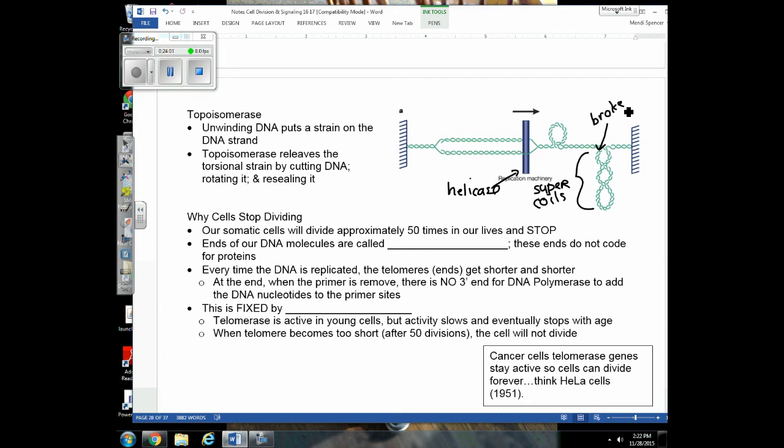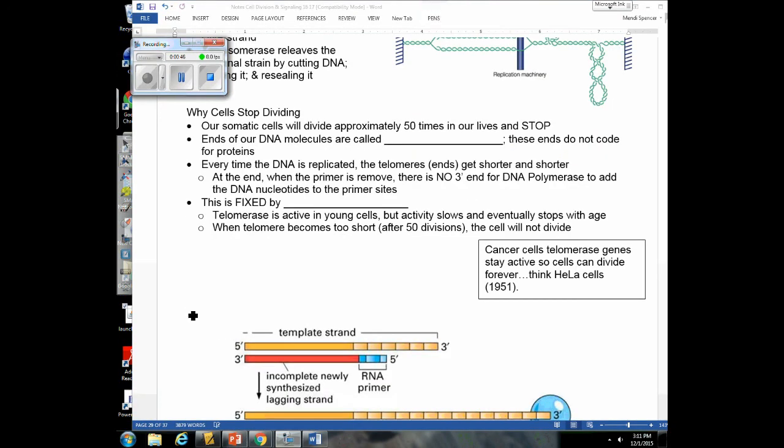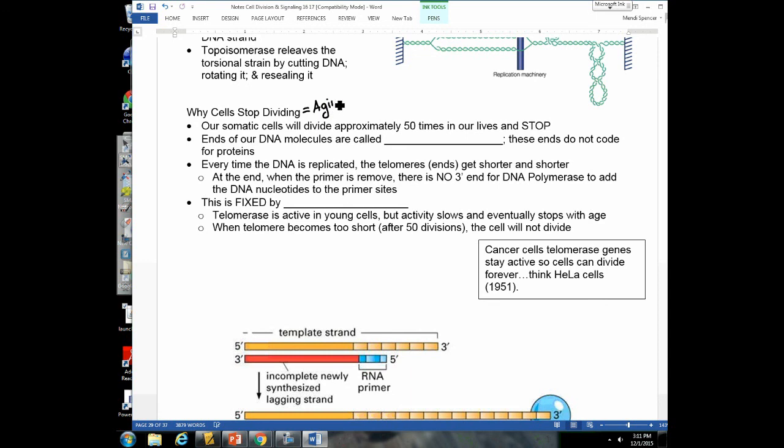Next, I want to talk about why cells stop dividing. Technically, cells stop dividing because you're getting older. You're aging. And as you age, your cells will simply stop dividing. Cells will divide about 50 times in your life and no more after that. Now, to understand why our cells stop dividing, we have to talk about the ends of your DNA molecules. We have a name for the very ends of those DNA double helixes. They're called the telomeres.